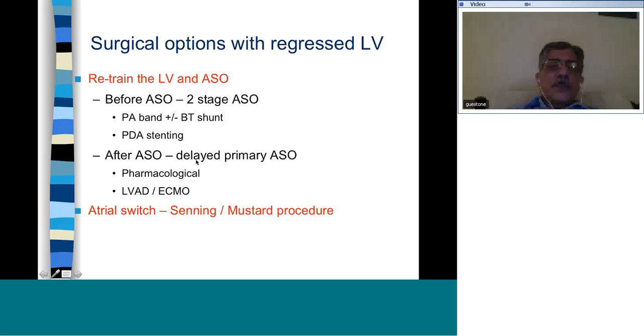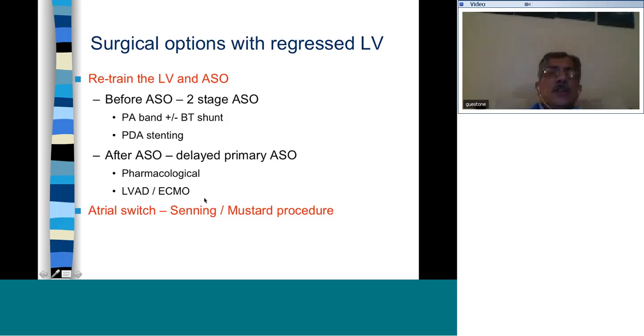One can support the left ventricle pharmacologically if there is borderline failure, but if there is severe failure, then one needs to take recourse to mechanical support, which can be in the form of a left ventricular assist or in the form of extracorporeal membrane oxygenation. So one can do what is called a delayed primary arterial switch. I'll dilate upon that in the next few slides. But one has to have the mechanism for backup of mechanical support.